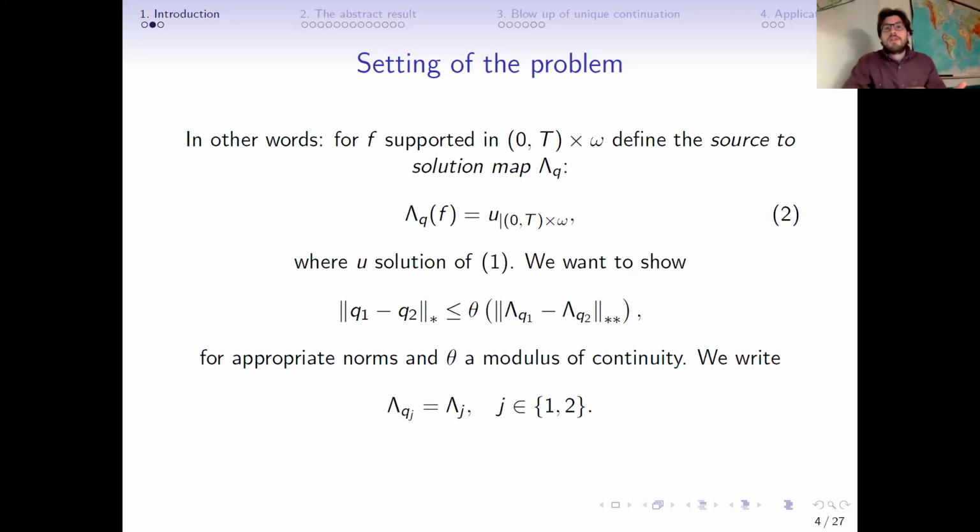And of course, the first question is, can we recover the potential in a compact set? The answer is yes. As we will see, this can be done by the boundary control method. And if one can recover the potential, then the next natural question is, can we prove a stability estimate? A stability estimate is an estimate that bounds the difference of the potential in some appropriate norm by a modulus of continuity applied to some norm of the difference of the source to solution maps.